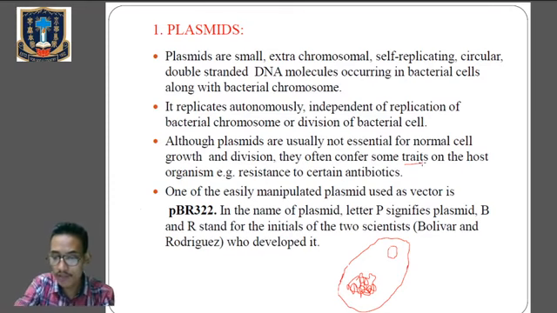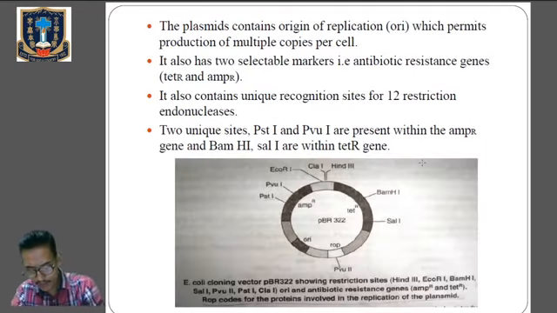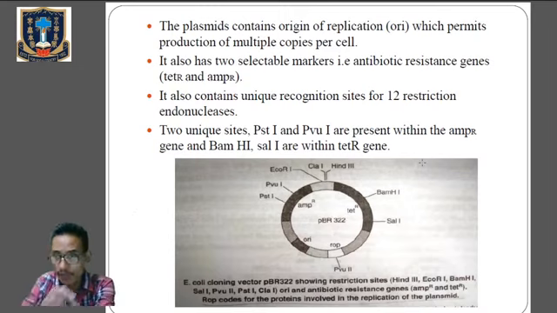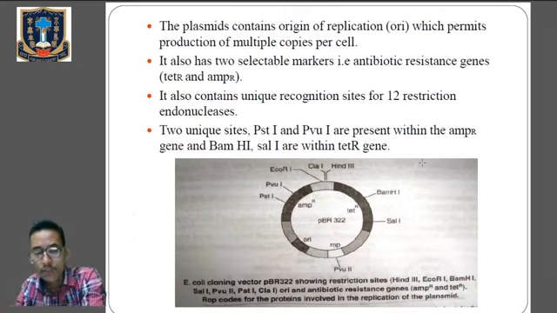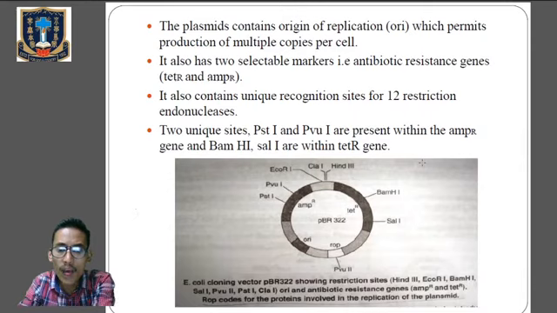pBR322. So now let's see a few features of this vector, the vector pBR322. So you can note it down. The plasmid contains the ORI site.